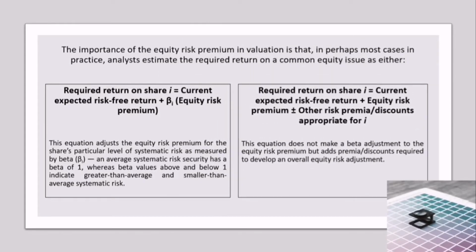Required return on share i equals the current expected risk-free return plus the equity risk premium plus or minus other risk premiums or discounts appropriate for i. This equation does not make a beta adjustment to the equity risk premium but adds premiums or discounts required to develop an overall equity risk adjustment.